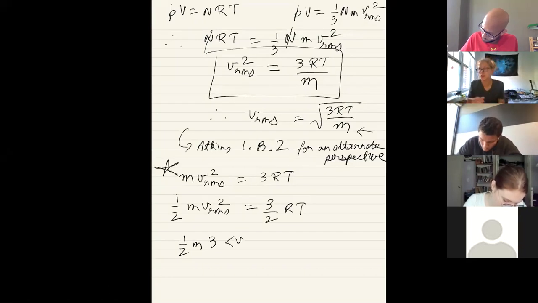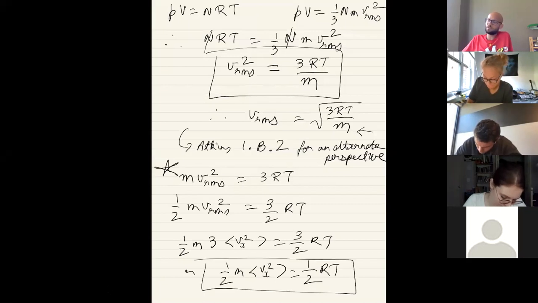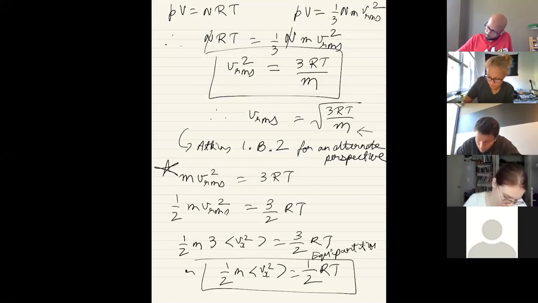So this 3 Vx square is equal to 3/2 RT, or 1/2 M Vx square is equal to 1/2 RT. This is super profound. This is called the equipartition theorem, or equipartition of energy.